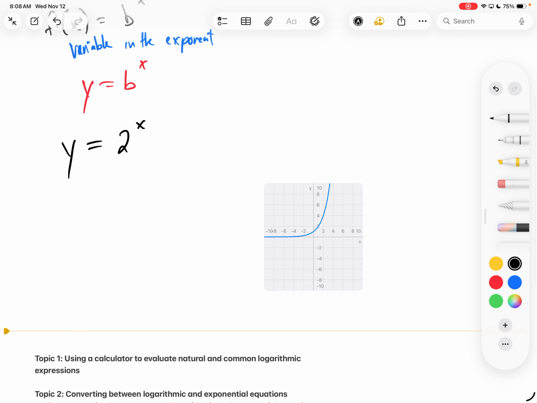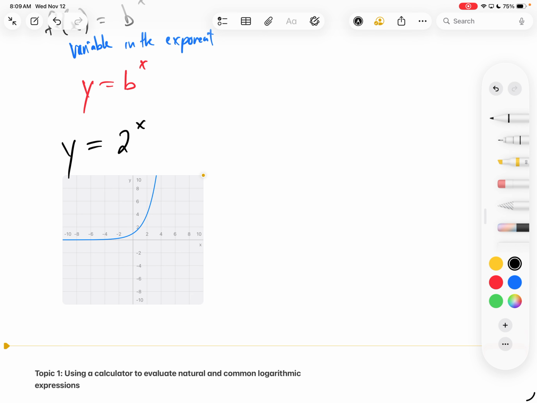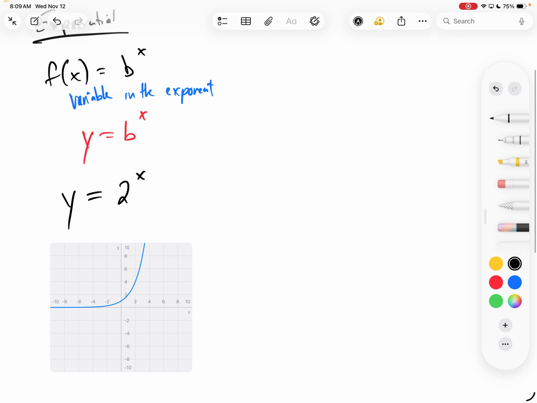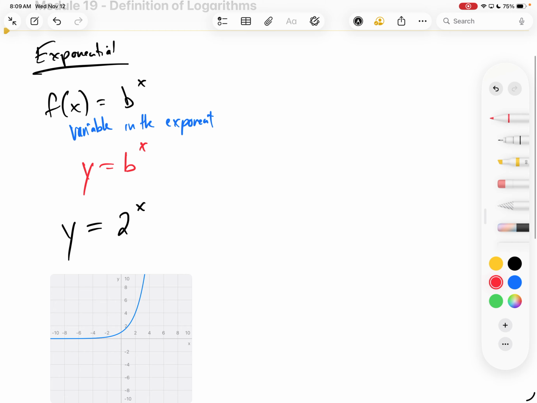So y equals 2 to the x, you might have heard of exponential growth, exponential decay, things like that. So this is like an exponential growth equation. We have on this one right here, it is positive, so it's going up. We're going to talk more about the graphs later on, so I'm not going to talk too much about that right now. But what I need to focus on is this y equals b to the x, okay?